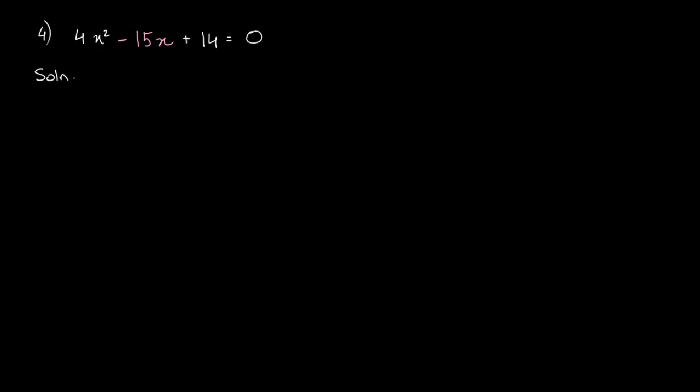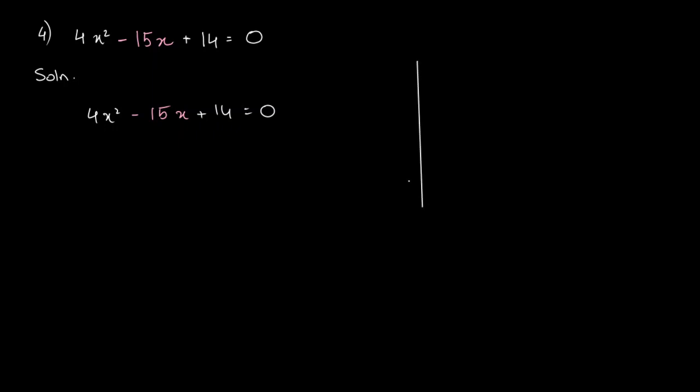So let's solve question number 4 now, which is also to be solved by the factorization method. Let's first write down our question once again. So we have 4x square minus 15x plus 14 is equal to 0, right? Let's consider a rough work again.